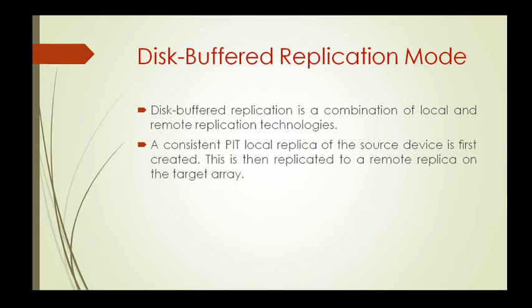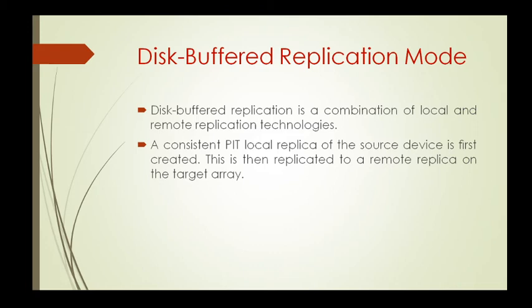Next, we have the disk buffered replication mode. Disk buffered replication is a combination of local and remote replication technologies. A consistent point-in-time local replica of the source device is first created. This is then replicated to a remote replica on the target array. Figure 12.9 shows a sequence of operations in a disk buffered remote replication. At the beginning of the cycle, the network links between the two arrays are suspended and there is no transmission of data.